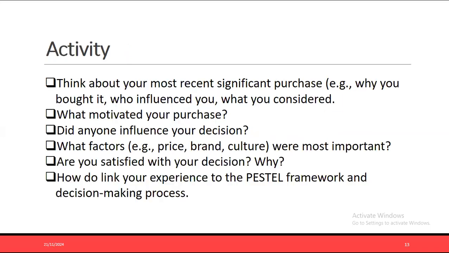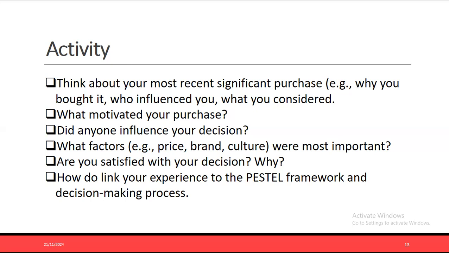Okay. All right. So what we are to do in our various groups, one of you, right, will think about a recent purchase that you made. Okay, so a significant one, of course. What you are to do is to think about it. Think about why you bought it or why you made use of the service. Who influenced you to make use of the service, or what influenced you? What you considered before making that purchase decision.